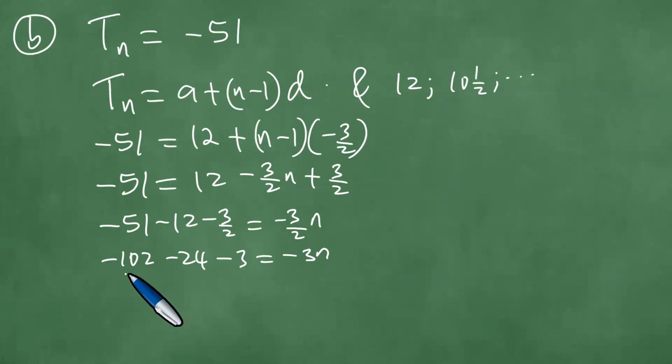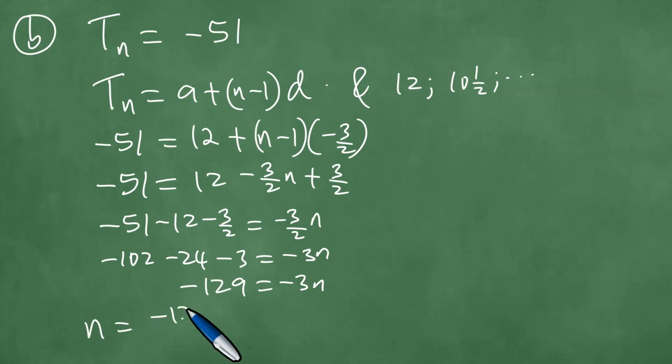So this is minus 126 minus 129, which is minus 3n. Okay, so that is what we are getting. Which is 102 plus 24 plus 3. So which means therefore we have n equals minus 129 out of minus 3.